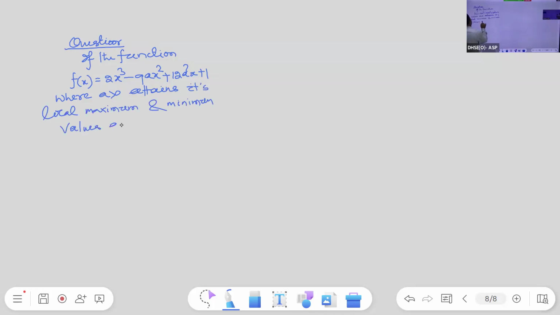at P and Q respectively, such that P square equals Q, then find f of 3. Okay. It's like the previous question.